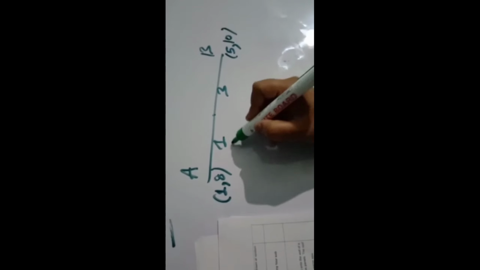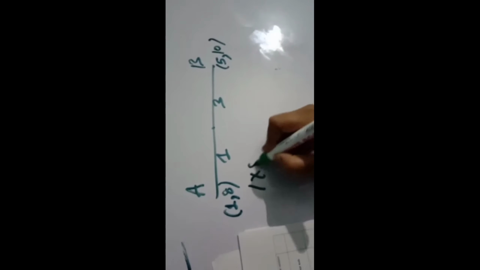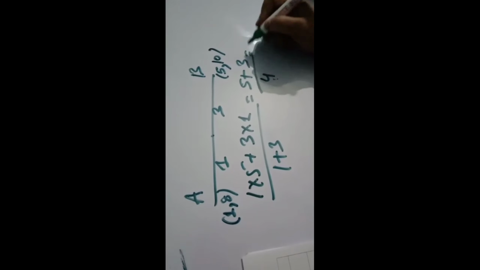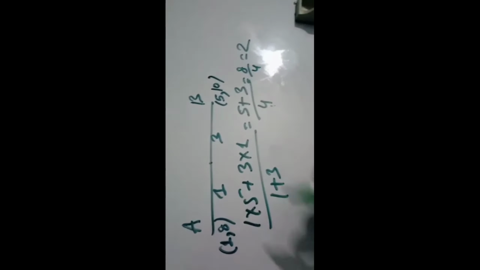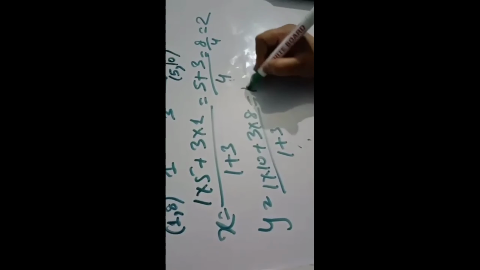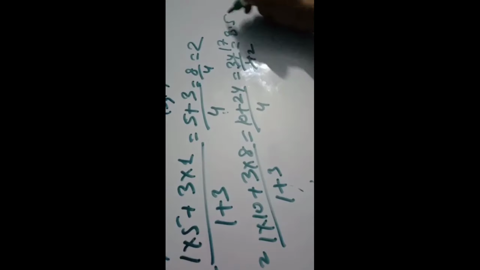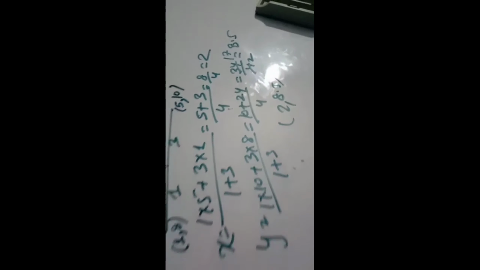Now you have to use the section formula. If this is m1, this is m2, this is x1, this is y1, this is x2, this is y2, you will get (1 into 5 plus 3 into 1) over (1 plus 3). 1 into 5 is 5, 3 into 1 is 3, over 1 plus 3 is 4. So 8 over 4 you will get 2. Now this is the x coordinate. The y coordinate will come (1 into 10 plus 3 into 8) over (1 plus 3). 1 into 10 is 10, 3 into 8 is 24, so 34 over 4. 2 2s are 4, 2 17s are 34, so 17 over 2, 8.5. So (2, 8.5) is its answer.